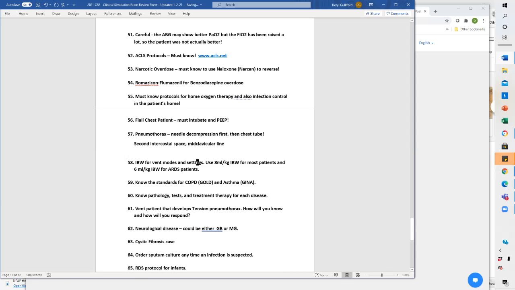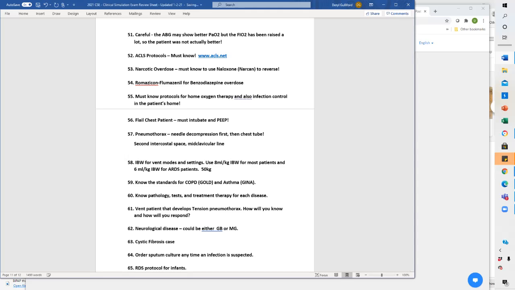Ideal body weight for vent modes and settings: you're going to use 8 milliliters per kilogram of ideal body weight for most patients, but for ARDS patients, it's going to be 6 milliliters per kilogram ideal body weight. And I think you remember how to calculate ideal body weight, but let me just add it to the list here.